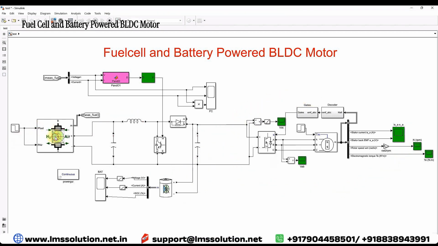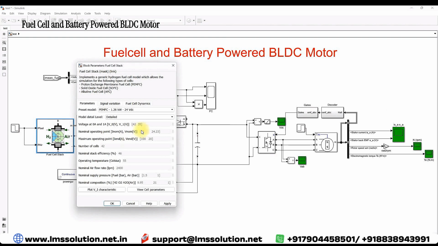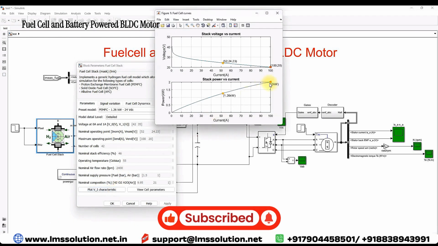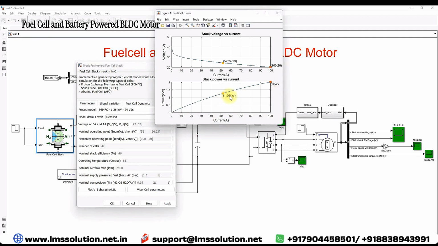Here you can see the fuel cell. The fuel cell rating: current at the nominal operating point is 52 amps at 24.23 volt, and the maximum operating condition for that fuel cell is 100 amps at 20 volt. The nominal power rating of this fuel cell is 1.26 kilowatts at 24 volt, and it can operate up to a maximum of 2 kilowatt. When it operates at 1.26 kilowatt, the operating point is 52 amps and 24 volt. When operating at the maximum power point, it operates at 100 amps and 20 volt.